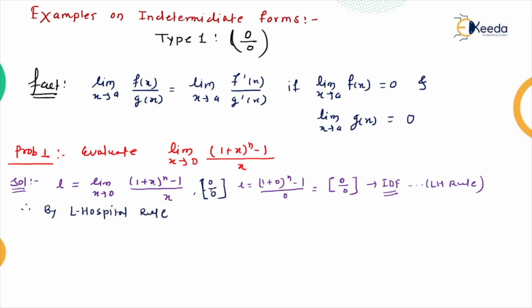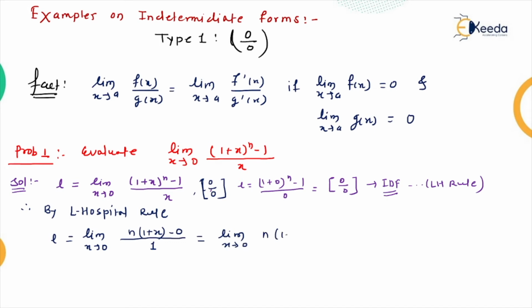So what says L'Hospital rule? You have to take just the derivative of the numerator and denominator, guys. Means L is equal to limit x tends to 0, take the derivative of numerator and denominator. Denominator's derivative is 1 because the derivative of x is 1, and for (1 plus x) raised to n, its derivative is n into (1 plus x), times the derivative of 1 plus x, which is 1, and minus 0, because the derivative of 1 is 0, since 1 is a constant. So you have to evaluate the remaining limit as x tends to 0.